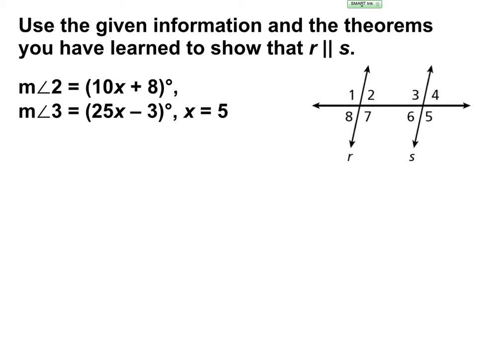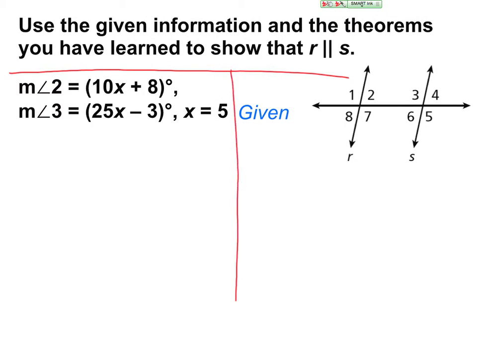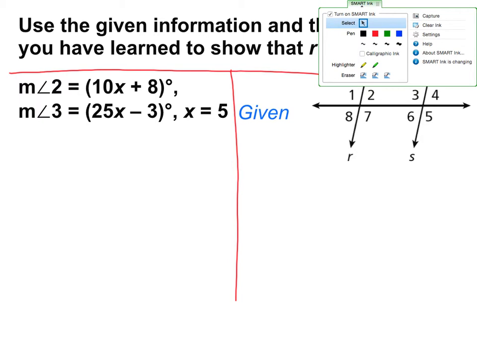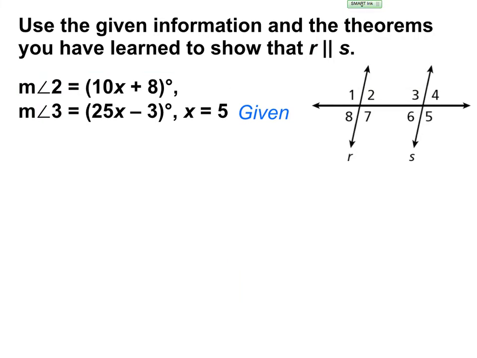Right? So I'm gonna just kind of simplify it and put the word given beside it. So here's gonna be my first line. Measure of angle 2 is 10x plus 8. Measure of angle 3 is 25x minus 3. X equals 5. All of that's given. If it works better for you to actually make the 2 column and number them, go ahead and do that. Like I said, I just tried to squeeze things on here so I didn't get all of that in it. Maybe I should go back and do that, but I didn't for today.